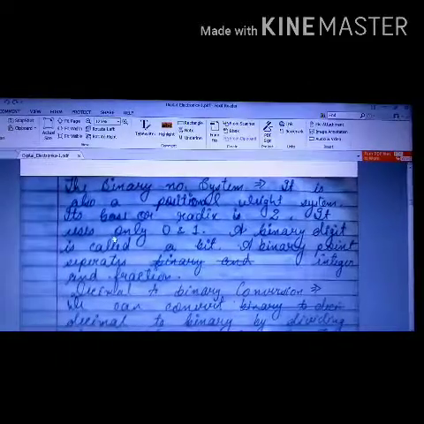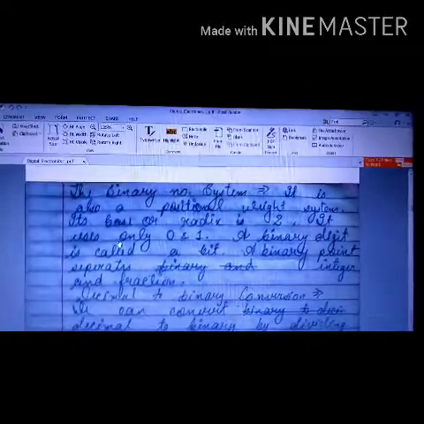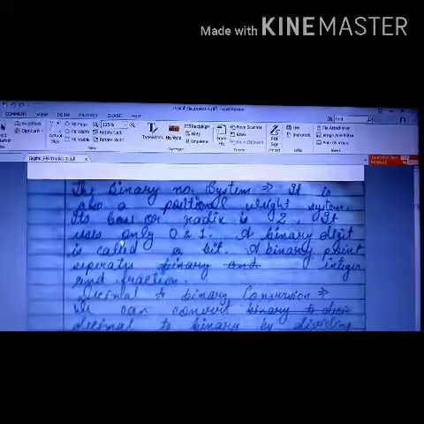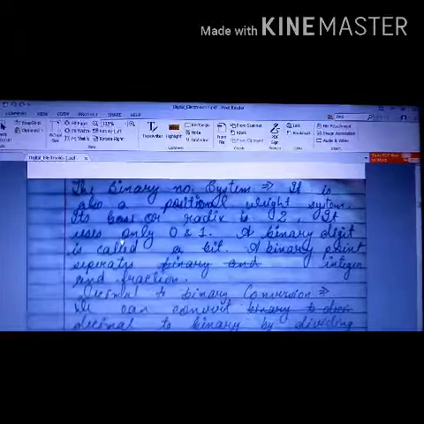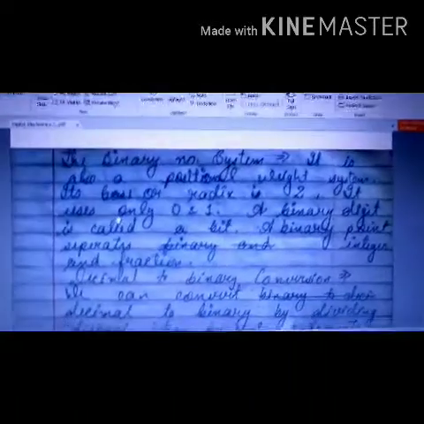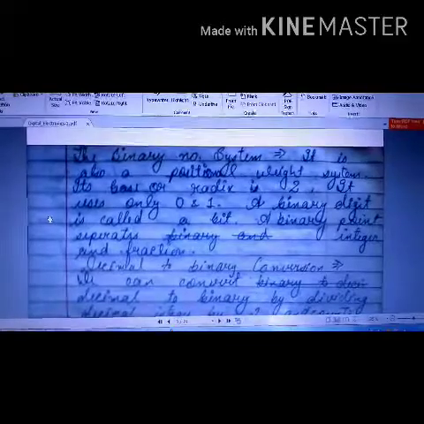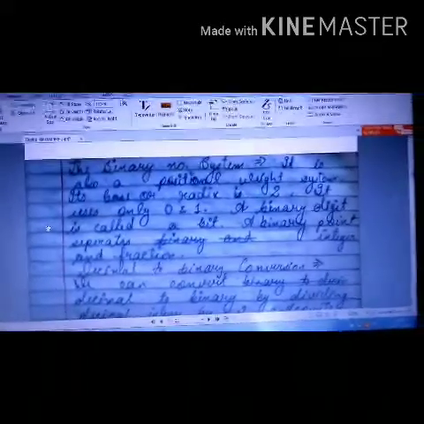What is binary number system? How can we convert one number system, that is binary number system, to decimal number system and vice versa, and what are the main points we can focus on? Like calculation in binary number system. Okay, let us start.